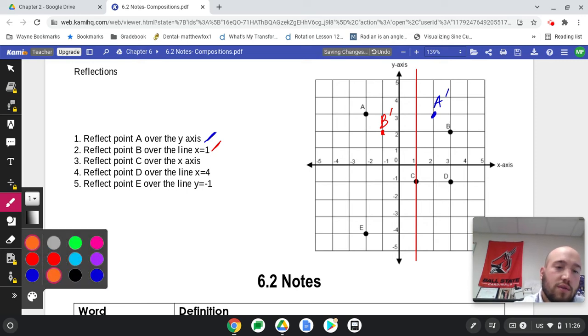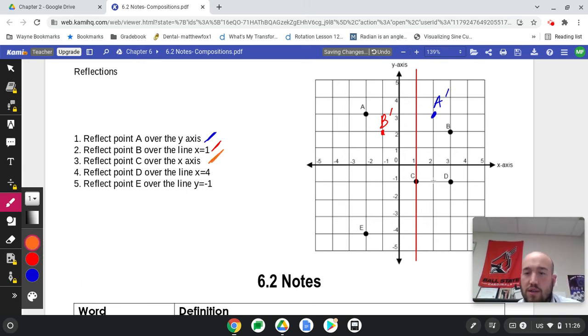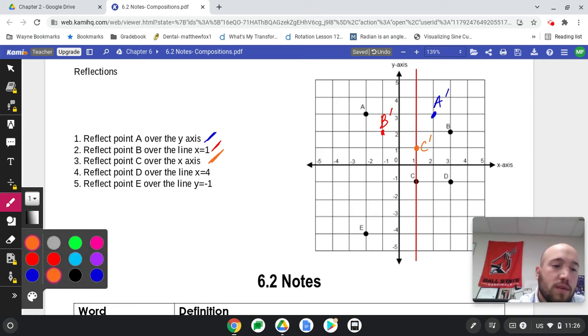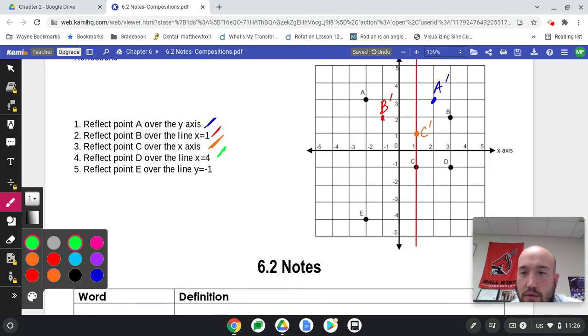Okay, our next one, over the x-axis, point C. C is 1 away from the x-axis, so we'll go 1 past, and that will be C prime. Our next one, D, over the line x equals 4. So once again here, we go through the x-axis at 4. It's 1 away, so it ends up 1 past, D prime.